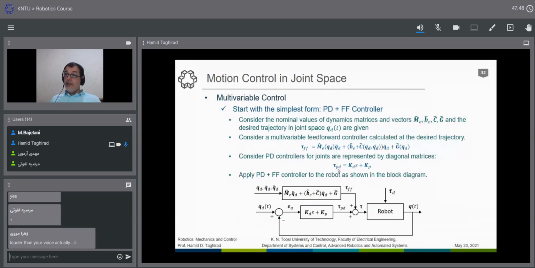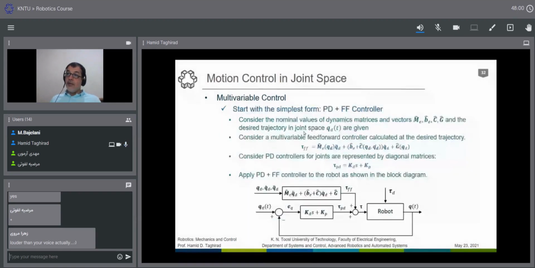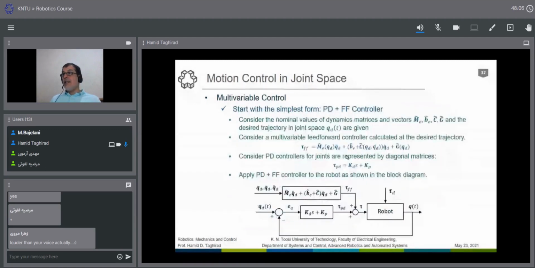So if you see here, there are two equations. Tau FF, the feed-forward torque that we are using, is the same old dynamic equation that we had before. I put the tau FF here, and use it here. It is exactly the same old dynamic equation, but using the estimated values for the system.